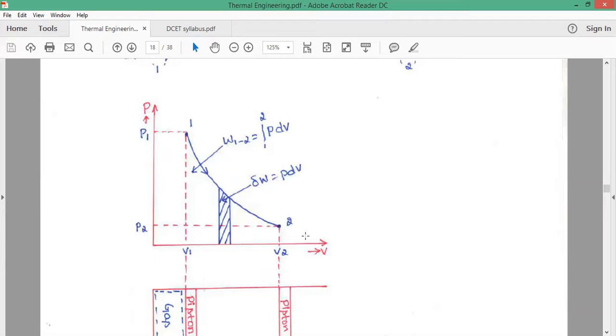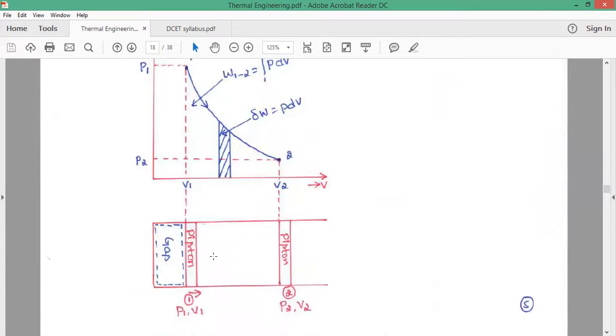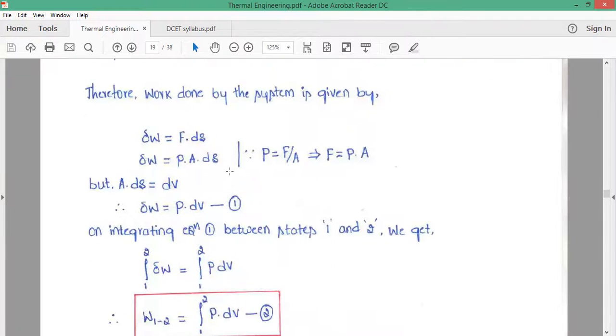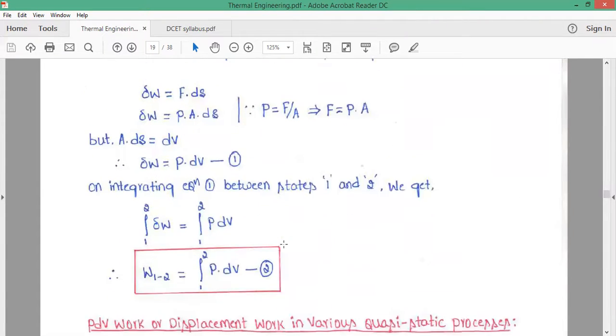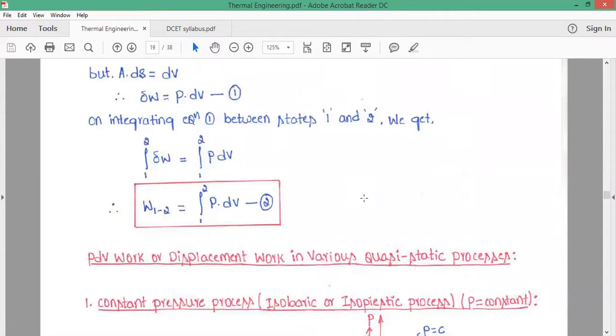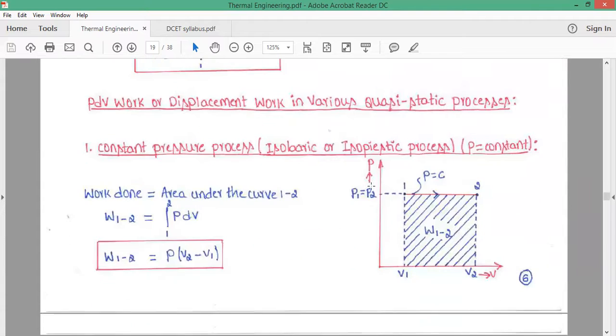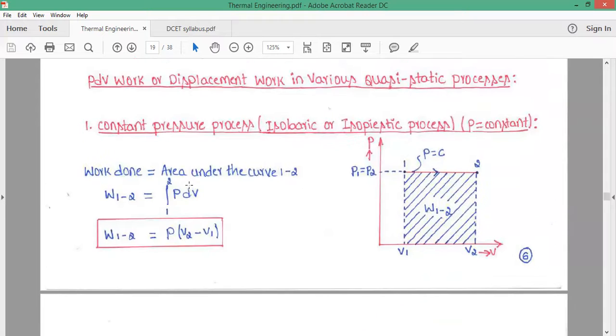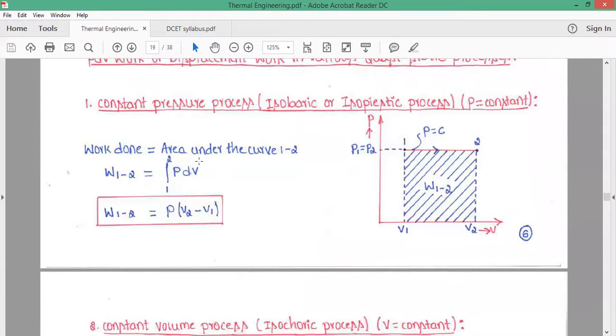If we want to mathematically determine that work, that is W1-2 is equal to integral from 1 to 2 of P dV. Now, if we make some simple substitutions, we may arrive at W1-2 is equal to integral P dV. Therefore, we have different types of thermodynamic process or thermodynamic work or PdV works. First one is constant pressure process or isobaric process.